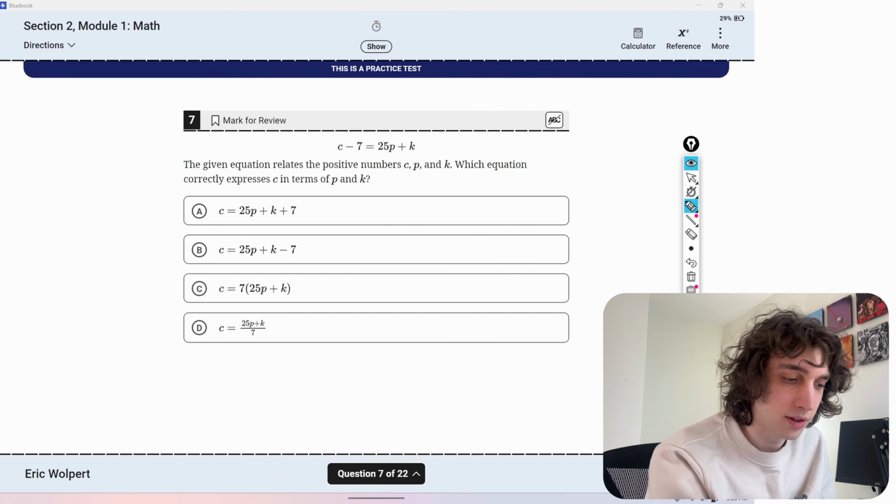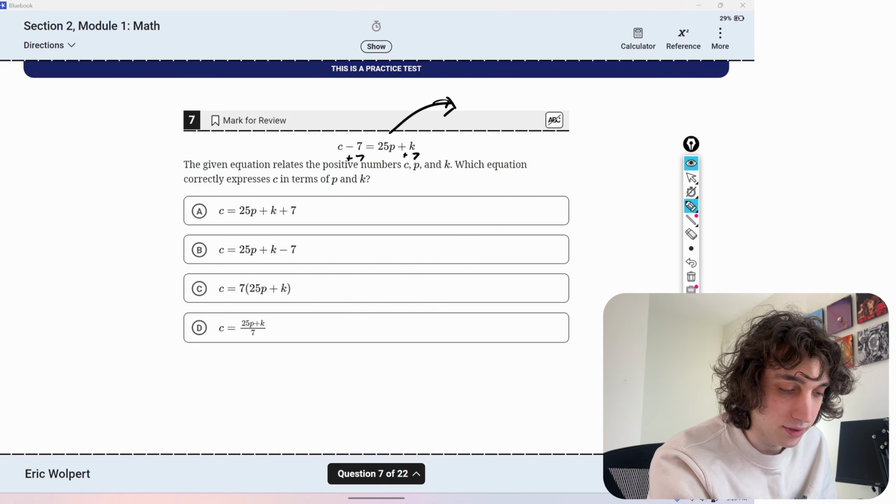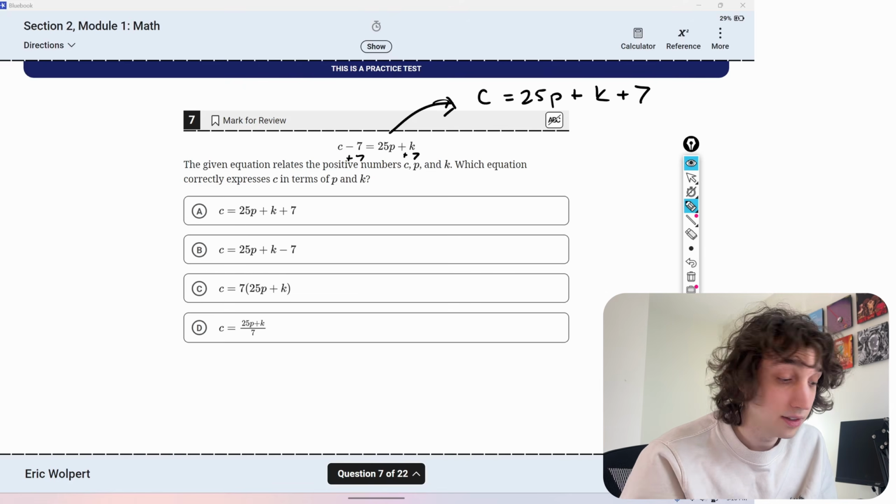So this is just a question of isolating C. And there's only one step we need to do to isolate C, which is add 7 to the right, add 7 to the left. C equals 25P plus K plus 7. It's as simple as that.